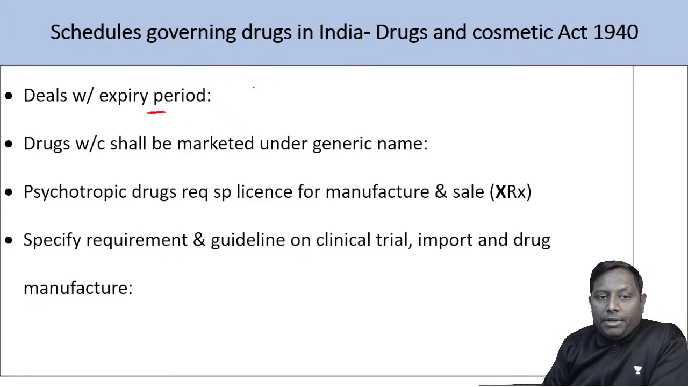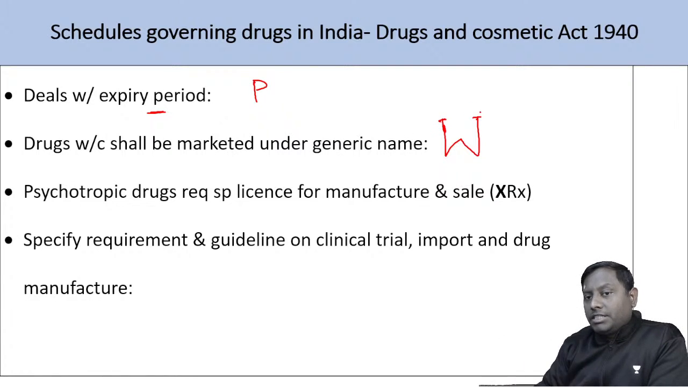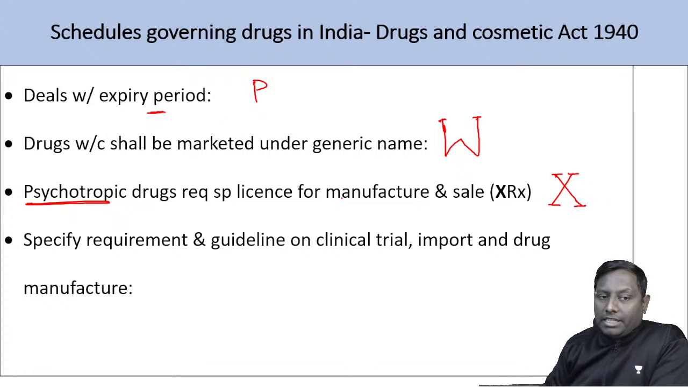P for expiry period. Drugs which shall be marketed under generic name. So generic drugs are available by the same name, worldwide. So jo worldwide available by the same name, that is schedule W. Worldwide same name. Psychotropic drug that requires specific license for manufacture and sale, that will be schedule X drug. These are the psychotropic drugs that require specific license for manufacture and sale, that is schedule X drug.